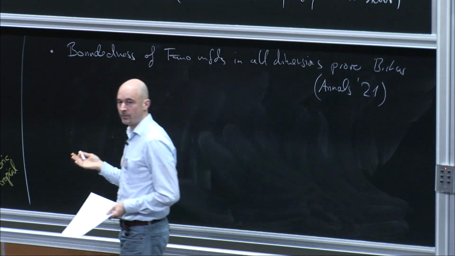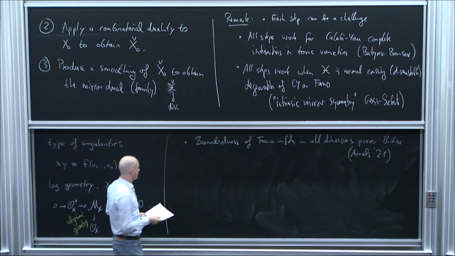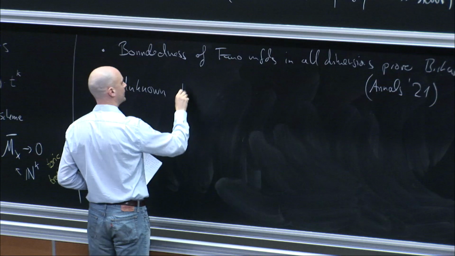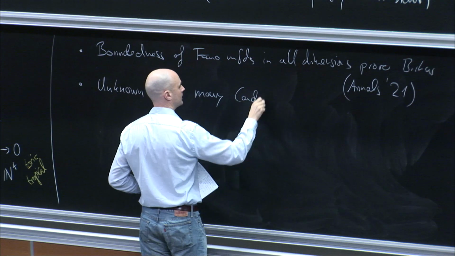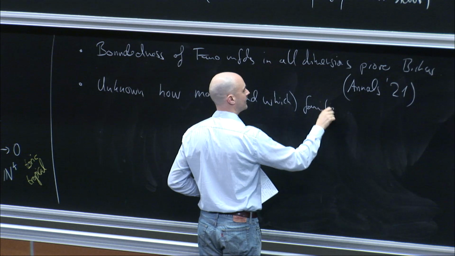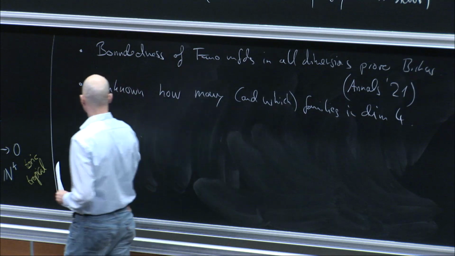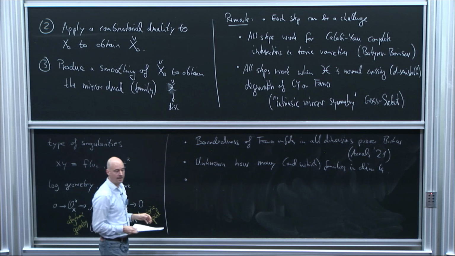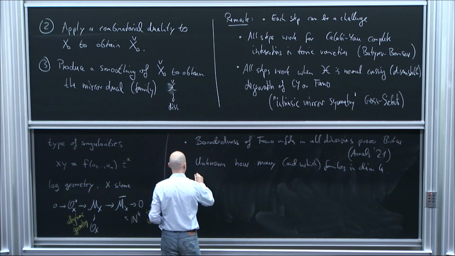So you know that there will be finitely many families in any dimension, but what's open is how many there are. So it's unknown how many and which, of course, families in dimension 4. And there's also stuff unknown in dimension 3. For instance, if you generalize away from being smooth, if you go to a Q-Gorenstein Fano, then it's also unknown how many you have of that.